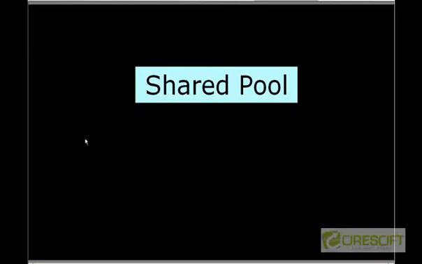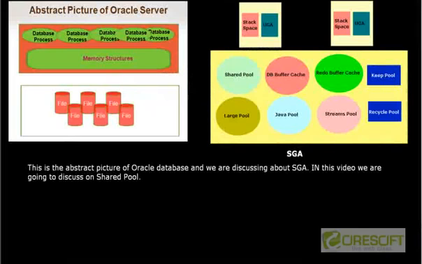In this tutorial, we're going to discuss the shared pool. So this is the big picture, the abstract picture of the Oracle server. We are discussing this part of the memory structure. In this video, we are going to discuss what the shared pool is, what kind of information the shared pool contains, and how to manage the shared pool.